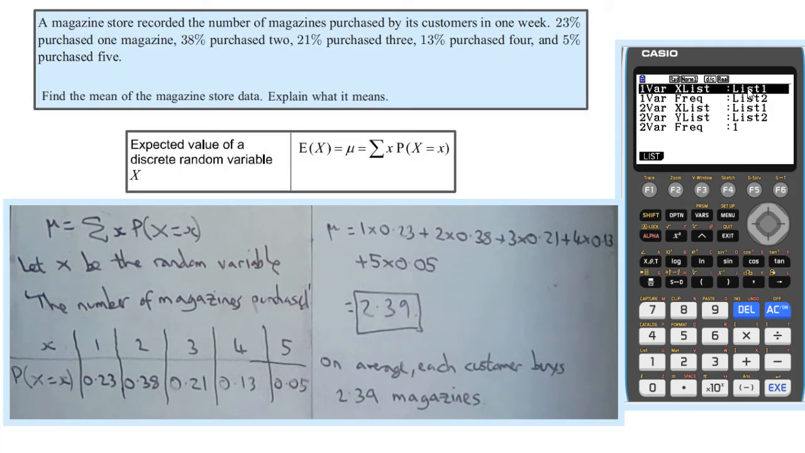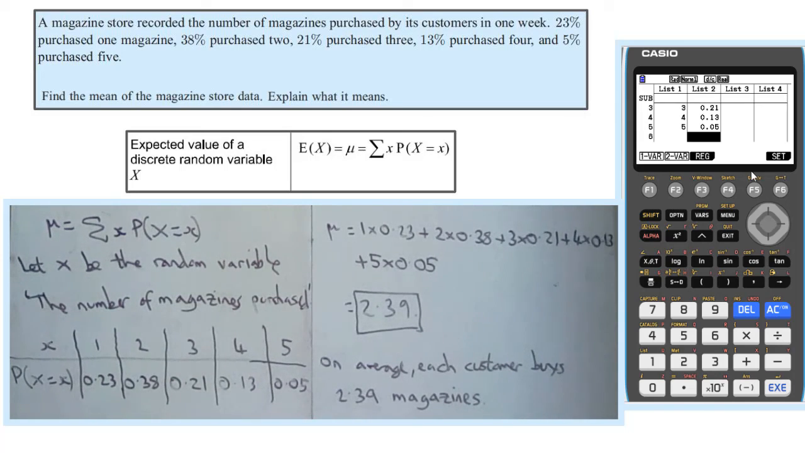If we just put it in like that, go to set, tell it it's a frequency table, so the X list is list 1 and the frequency is list 2. Now you're thinking, well, these aren't frequencies. They're not frequencies, but they're relative frequencies, so it will do exactly the same thing as far as the calculator goes. If I then press one variable, I still get this mean of 2.39.